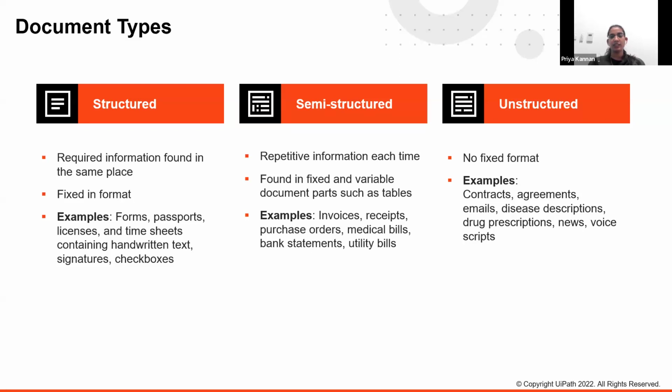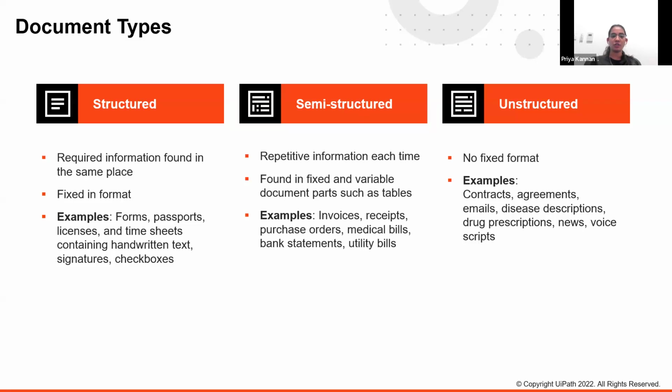Then in semi-structured, the data will be present, but it will be in a different location for different variations. For example, receipts. If you go to one shop, the receipt format is different, whereas another shop follows a different format. Also bank statements or utility bills. And the unstructured format has no structure at all. Every time it changes based on the content, for example contracts, agreements, emails, and such.